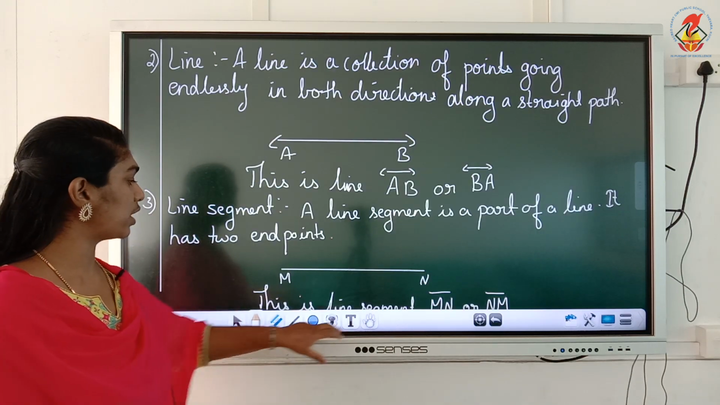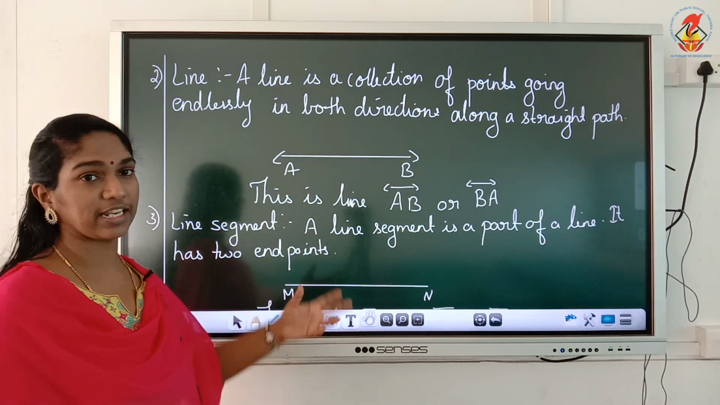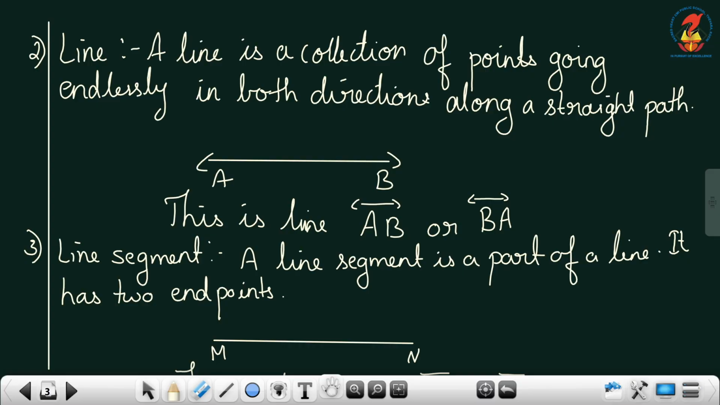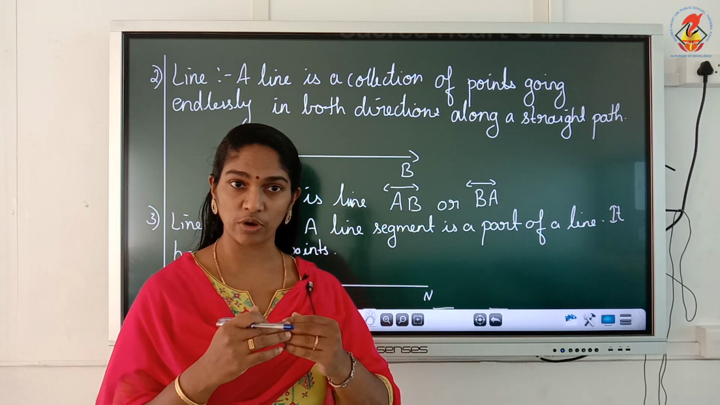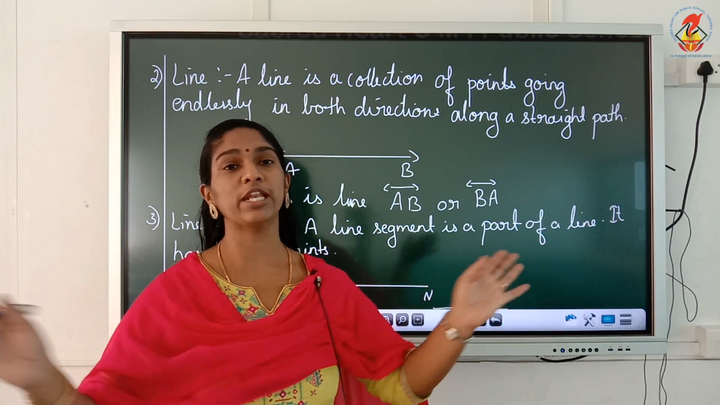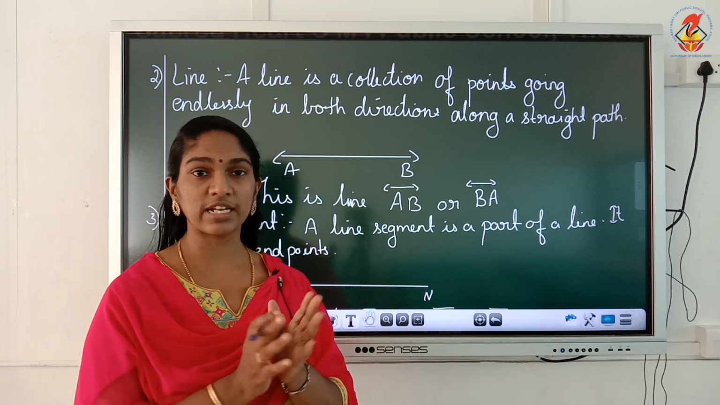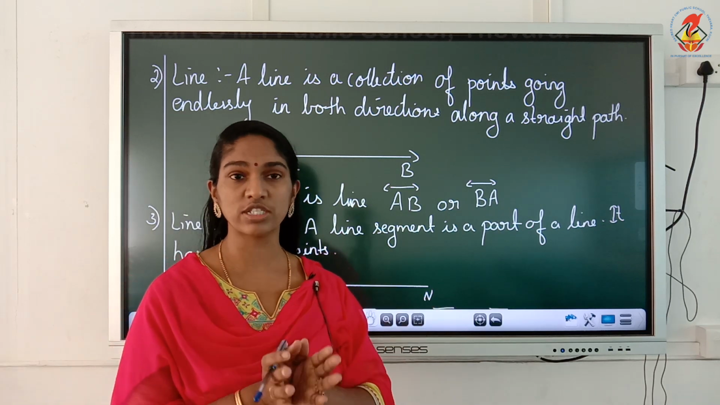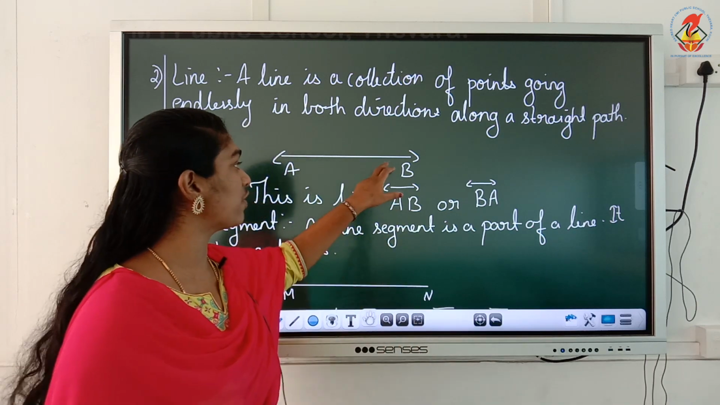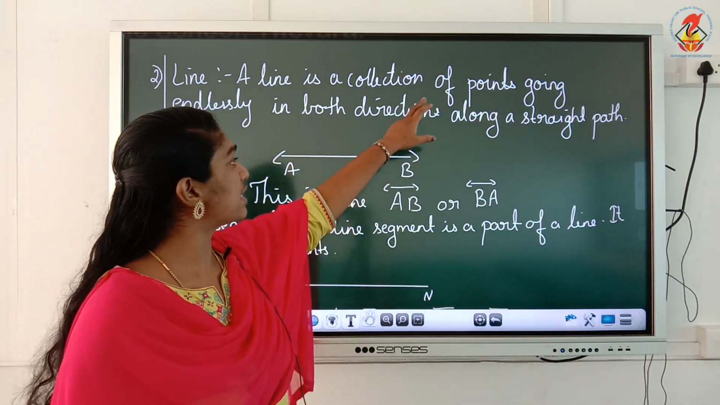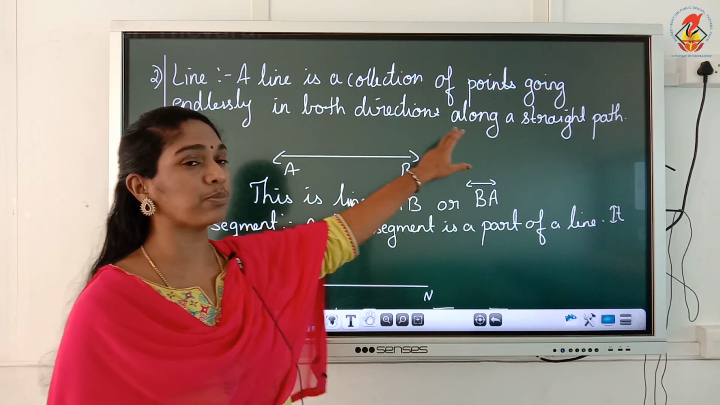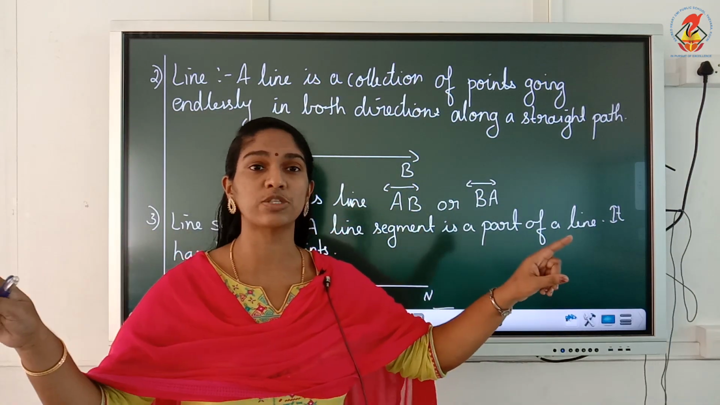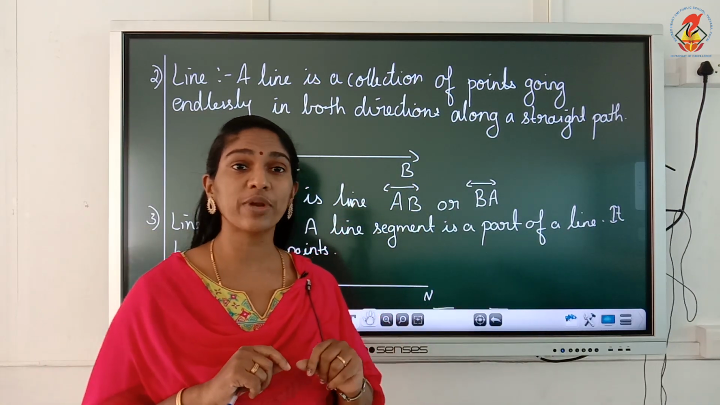Now, second one. What is a line? A line is a collection of points going endlessly in both the directions. It does not have an end point. It will not stop. You can extend the line. That is why we have put an arrow at both the ends. It is a collection of points going endlessly in both directions along a straight path.